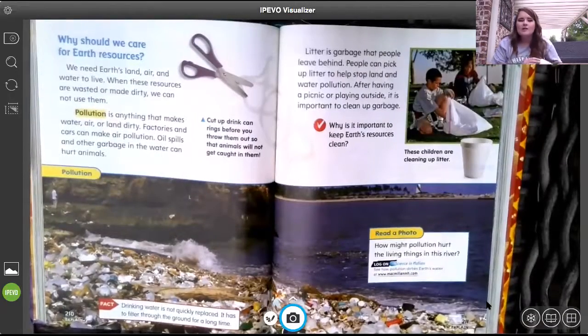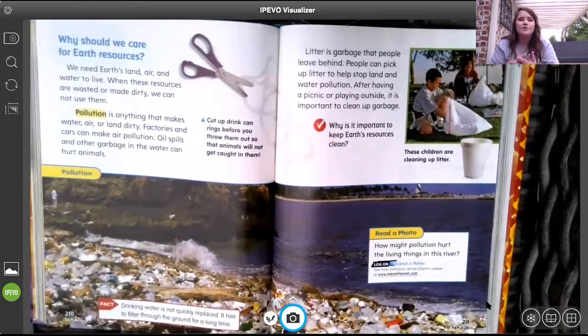Okay, so why should we care about the Earth's resources? We need Earth's land, air, and water to survive. So remember, those are the three things that we need to stay alive as humans. So we need the land, so we have a place to live, we can grow food to eat. We need air so that we can breathe, we can keep our bodies moving, and we need water to stay alive. We have to have water to drink.